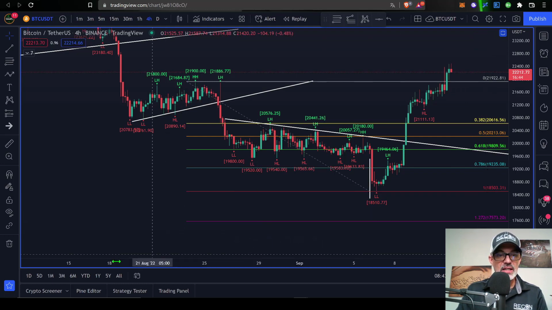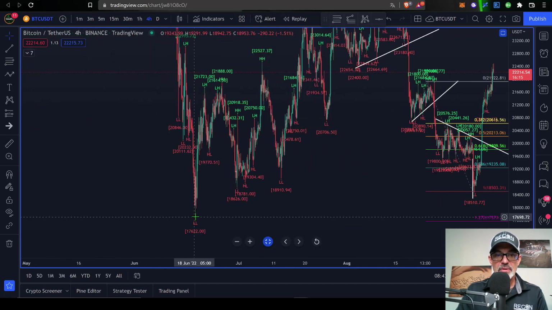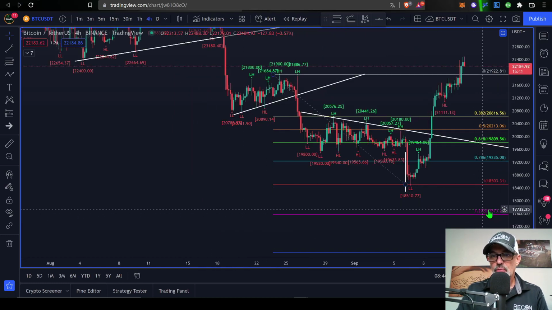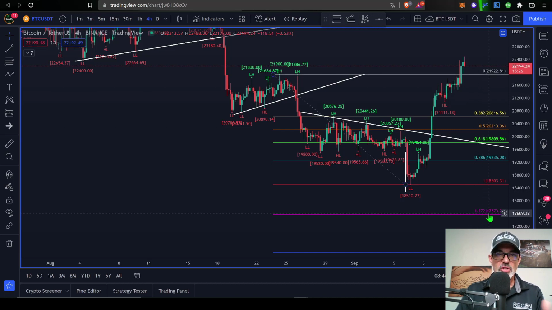And in reality, if we zoom out, that would line up pretty much perfectly with this low of 17,622, which is the current low or bottom so far for this bear market. And so this 1.272 level of 17.5 or 17.6 could be where we see this bull trap complete down here around this level.